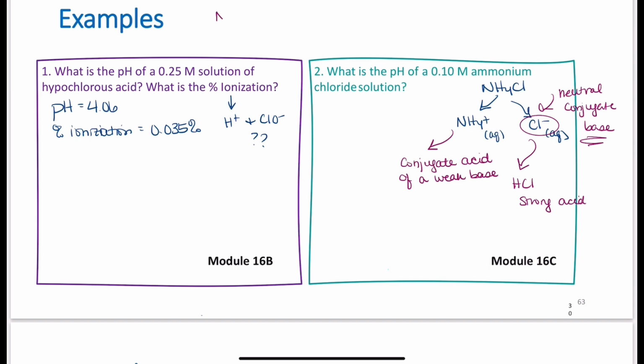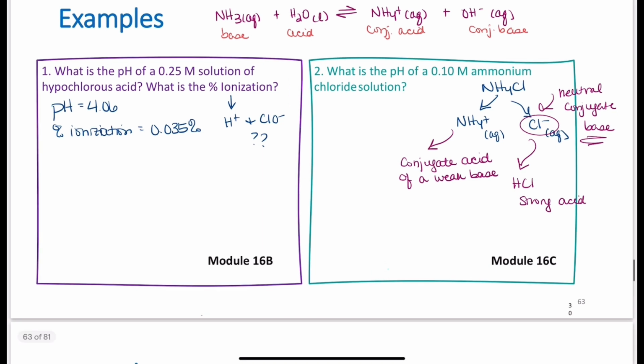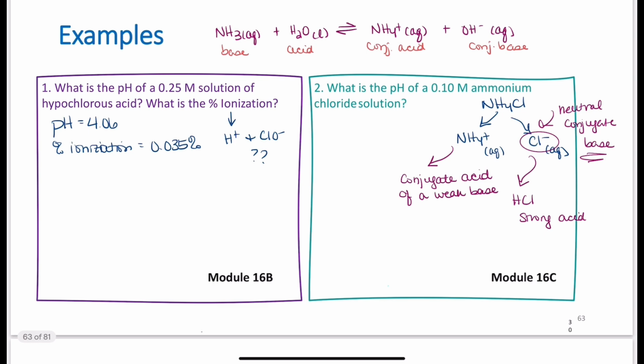Because again, if I put ammonia in water, ammonia is NH3. This forms an equilibrium with ammonium and hydroxide. This is my base, my acid, my conjugate acid, and my conjugate base. Conjugate acids of weak bases will react with water because it's an equilibrium reaction, first of all. Ammonium will absolutely act as an acid in water, though.